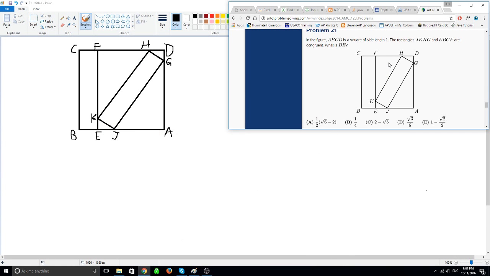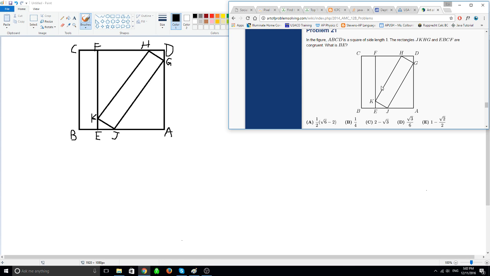Alright, so we're back again with the 2014 AMC 12B. Right over here we've got this problem indicating we have a square of side length 1 and the rectangles JKHG and EBCF are congruent, and we need to find BE.